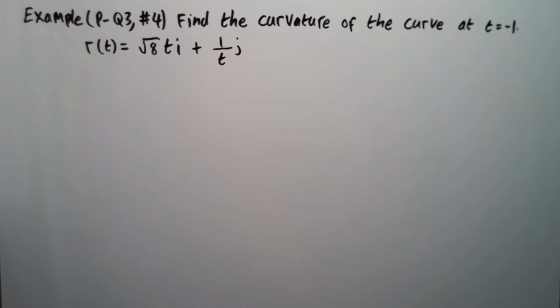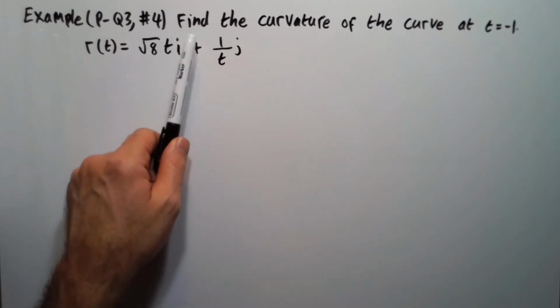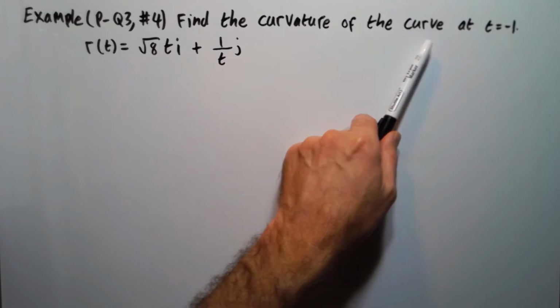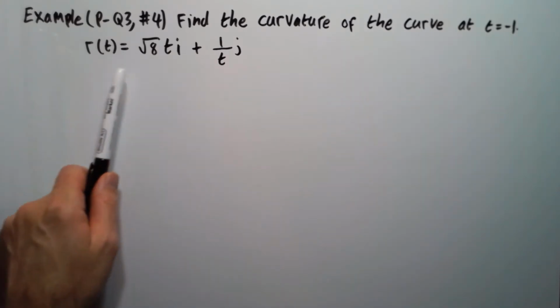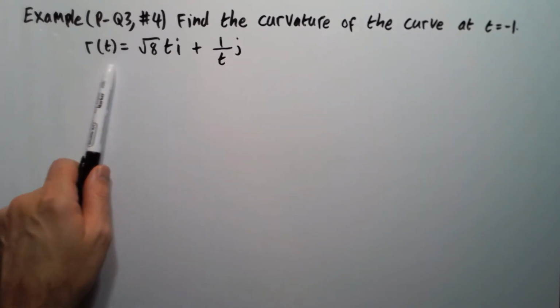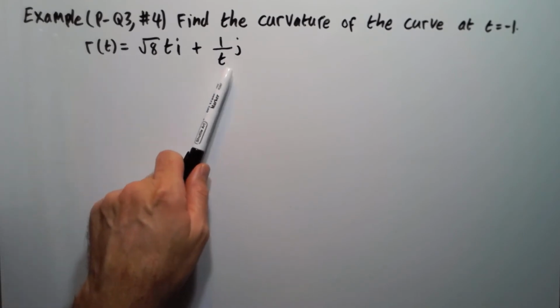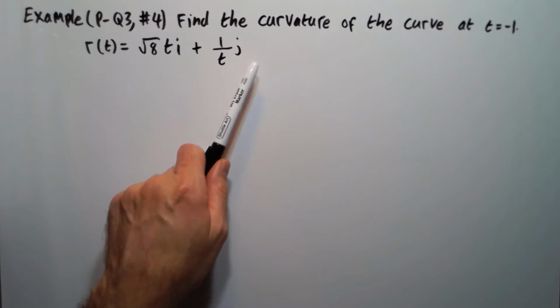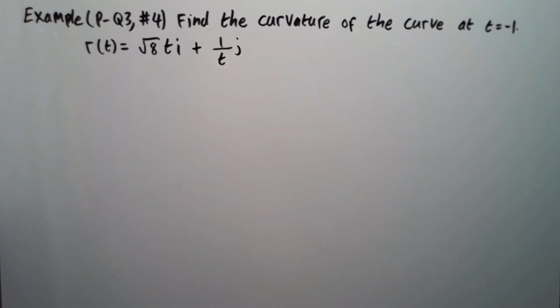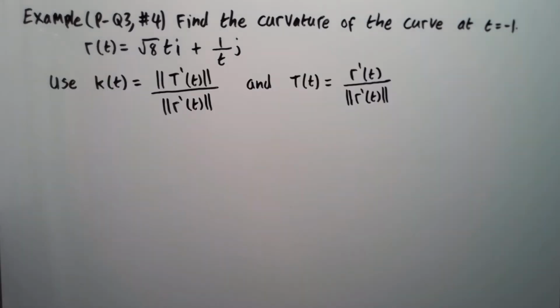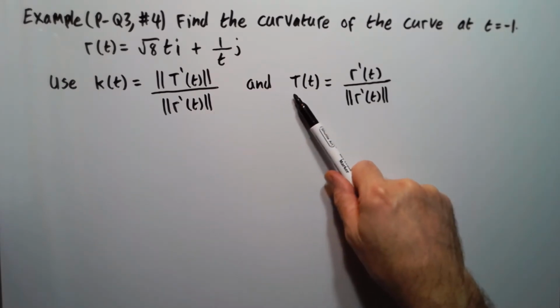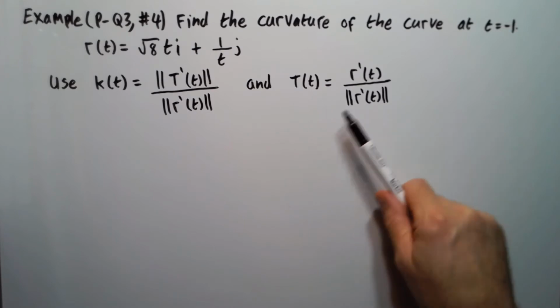Example, this is from practice quiz 3, number 4. Find the curvature of the curve at t equals -1. Here is our curve: r of t equals square root of 8t i plus 1 over t j. Let's write our curvature formula. Here is my curvature formula, and here is the definition of capital T, the unit tangent vector.